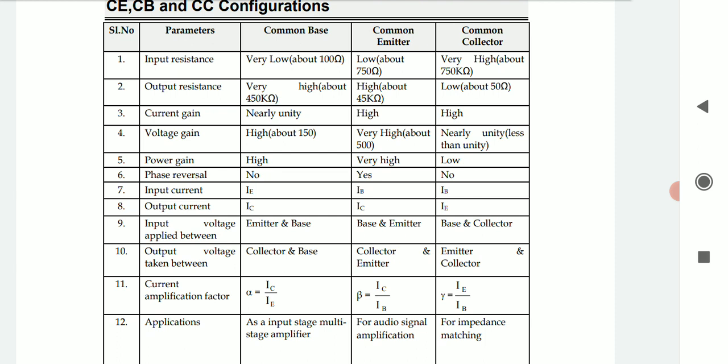Next, power gain. Power gain is defined as the product of voltage gain and current gain. So generally if both the gains are high, then power gain is also high. Compared to these three, common base, common emitter, common collector, the common collector configuration has low power gain compared to common base and common emitter.